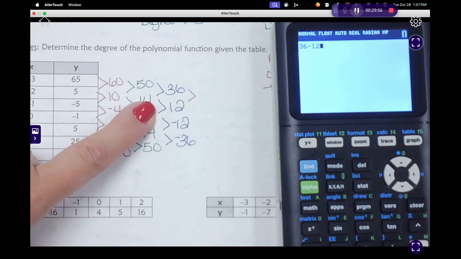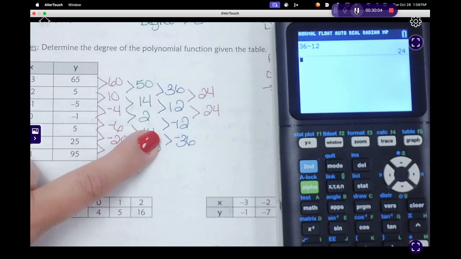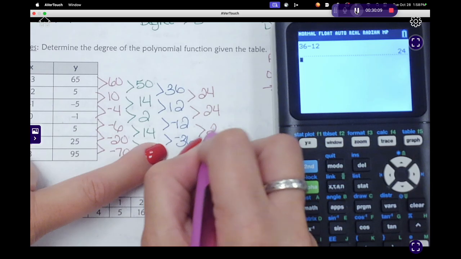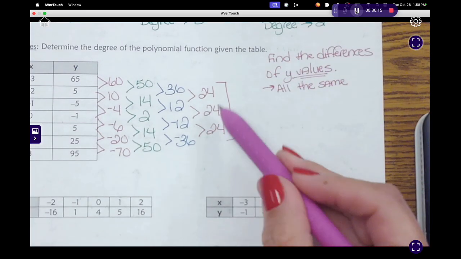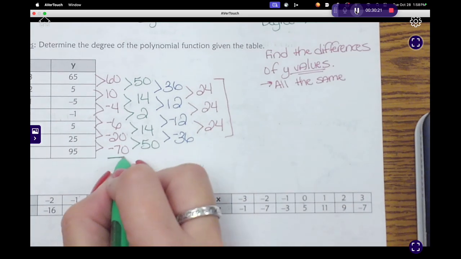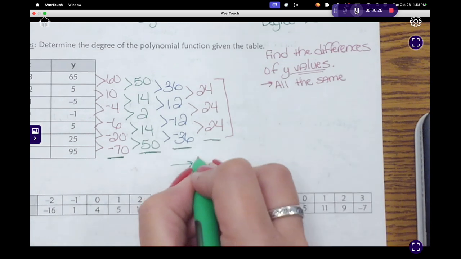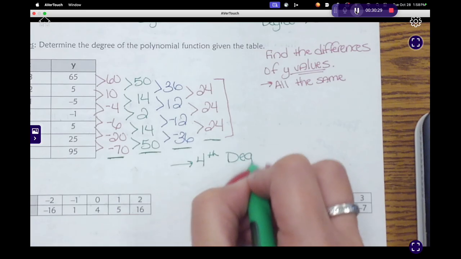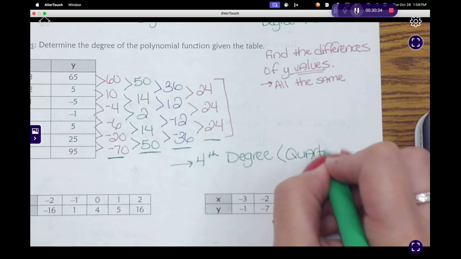So I got 36 minus 12 gives you 24. Here I have 12 minus a negative 12, also gives you a positive 24. And then here, negative 12 minus a negative 36 gives you positive 24. And that's what we're looking for. We are looking to where all of these are the same value. So when I'm trying to figure out what the degree is, this was my first subtraction, second, third, and fourth. So this would be the fourth degree. And if I ask you to name that fourth degree, remember that would be called a quartic polynomial.